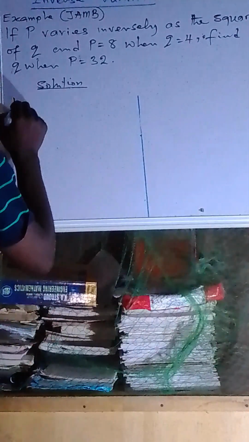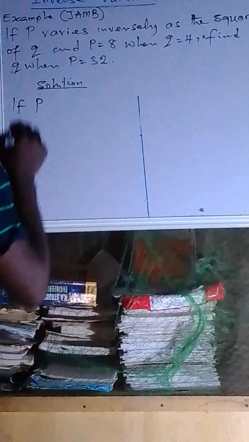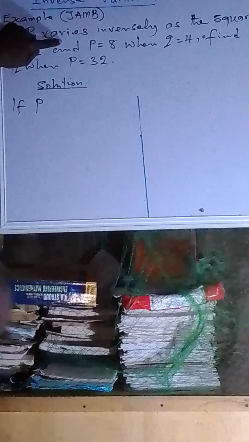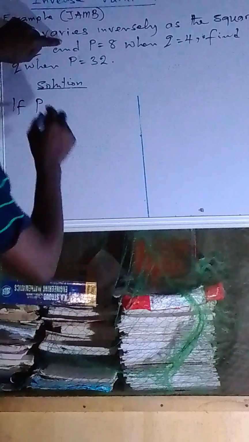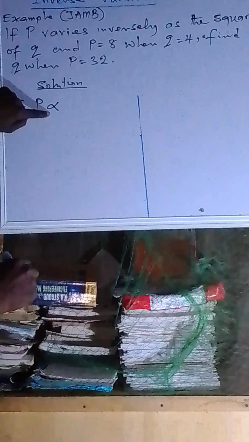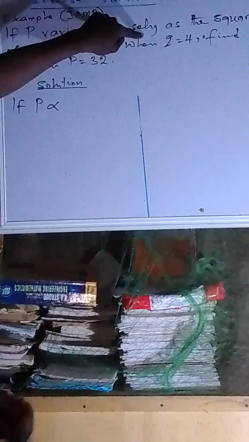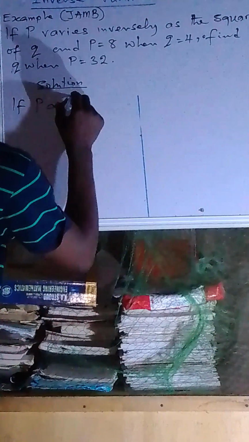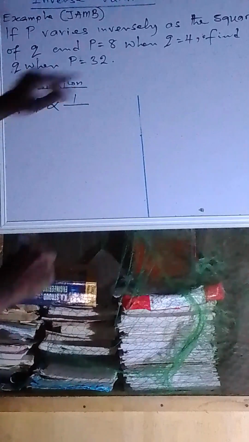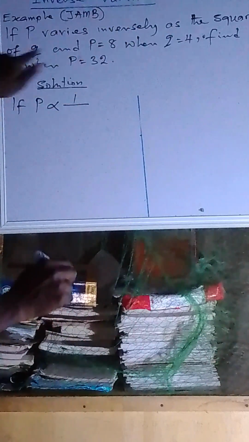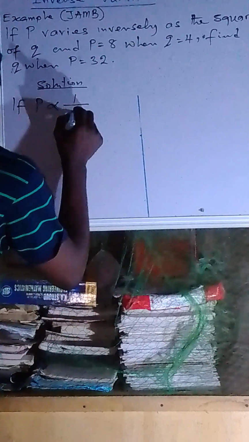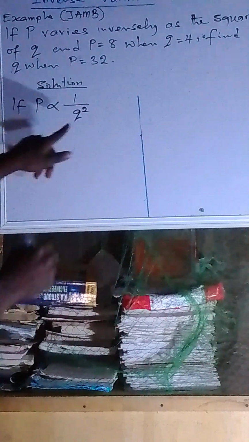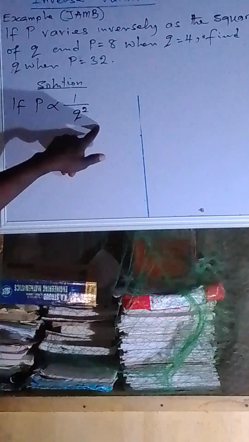So we are going to follow it one after the other. Let's do it together. Now, we have if P varies. What is the symbol of variation? This is it. Varies inversely. Inversely means reciprocal, 1 over the next statement. Okay, inversely, I write 1 over the square of Q. Square of Q is the same thing as Q square.